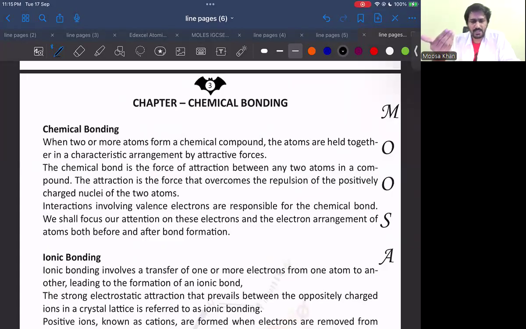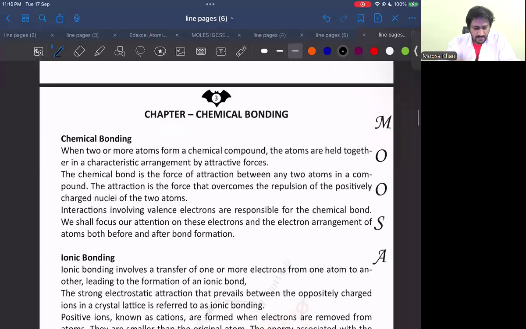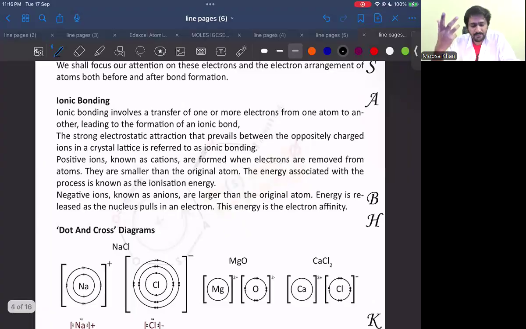Some atoms achieve stability by losing electrons, some atoms achieve stability by gaining electrons, and atoms of some element they achieve stability by sharing of electrons. On the basis of these modes of achieving stability, atoms of same elements and atoms of different elements they make a bond with each other. And on the basis of that, we used to study three types of bonding: ionic bonding, covalent bonding, and metallic bonding. Right? So first we will recall the ionic bonding from O level.